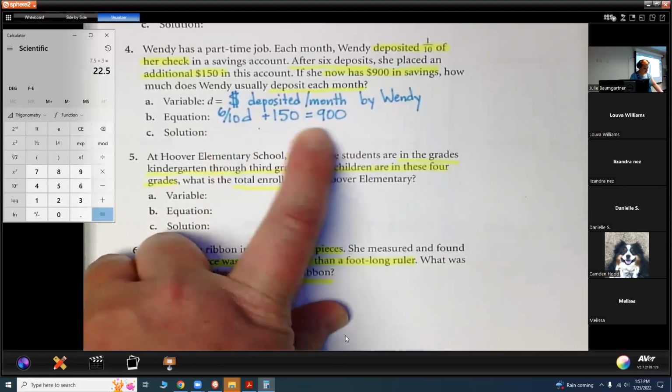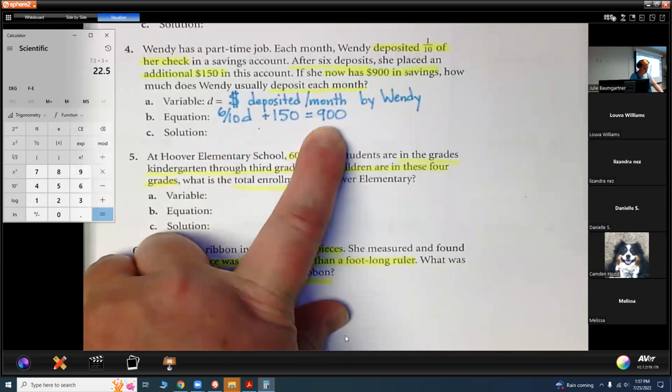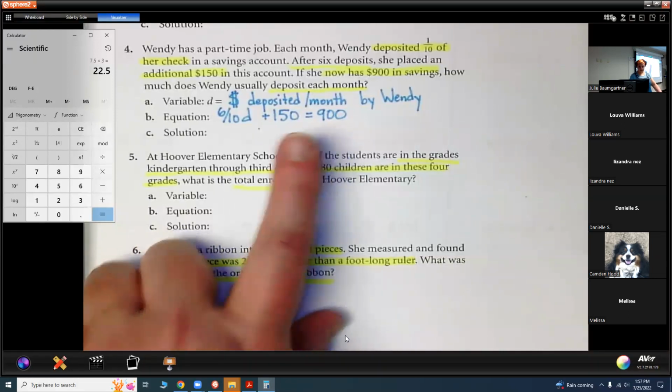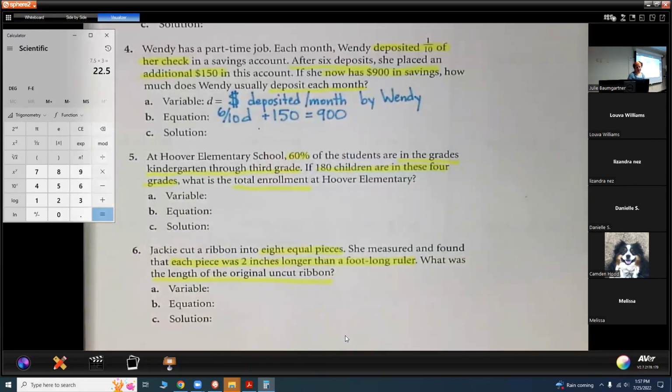Does this equation make sense? Hopefully. That's okay. Did you get the answer? What's the answer? I got 125. Okay, how'd you get it? I just did 900 minus the 150, and that was 750, and then I divided by 6.